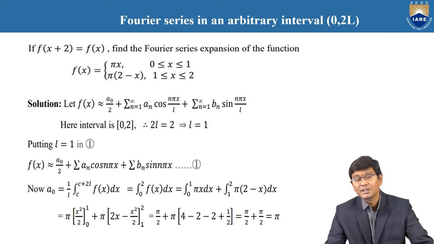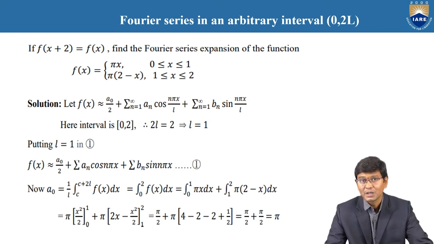Now, here also we need to find the limits between 0 to 2l. Compared to 0 to 2l, here the limits are 0 to 2. Why? Because the starting limit is 0 and the ending limit is 2. Comparing with 0 to 2l, 2l is equal to 2. Therefore, l is equal to 1.